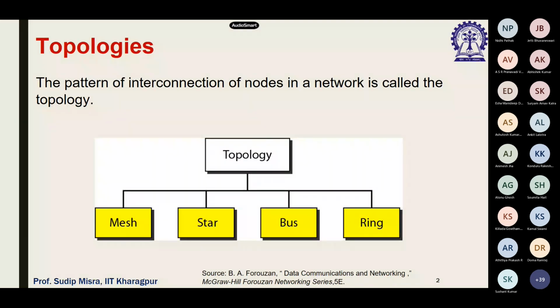Some of the very commonly used topologies are the mesh topology, the star topology, the bus topology, the ring topology. There is also something called the tree topology. There is also something called the hybrid topology, and so on and so forth. So there are many different topologies. These are only the basic ones which are quite relevant in the formation of computer networks.